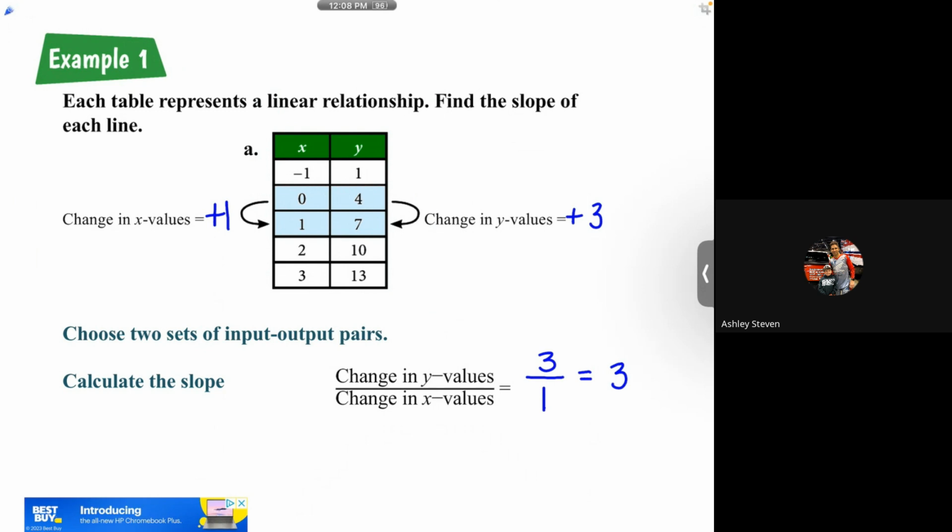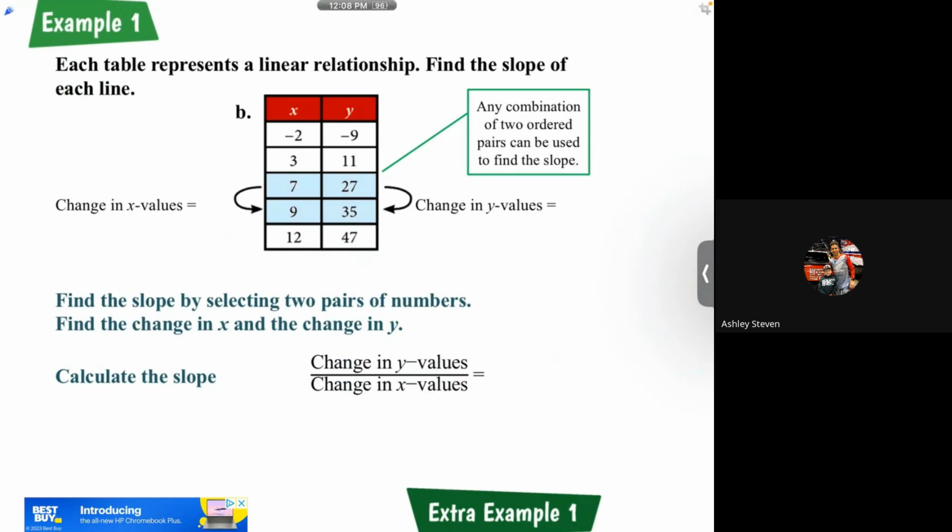Okay, Gordon, we're going to go to the top of the next page. Each table represents a linear relationship. So I already know this is linear. Find the slope of each line. Notice the last time I started with these two. I don't always have to do that. I could do these two, these two, any one. But I have to do the corresponding ones on the other side. So it's not like I can pick 7 and 9 and then pick 11 and 27. If I do 7 and 9, I have to do 27 and 35.